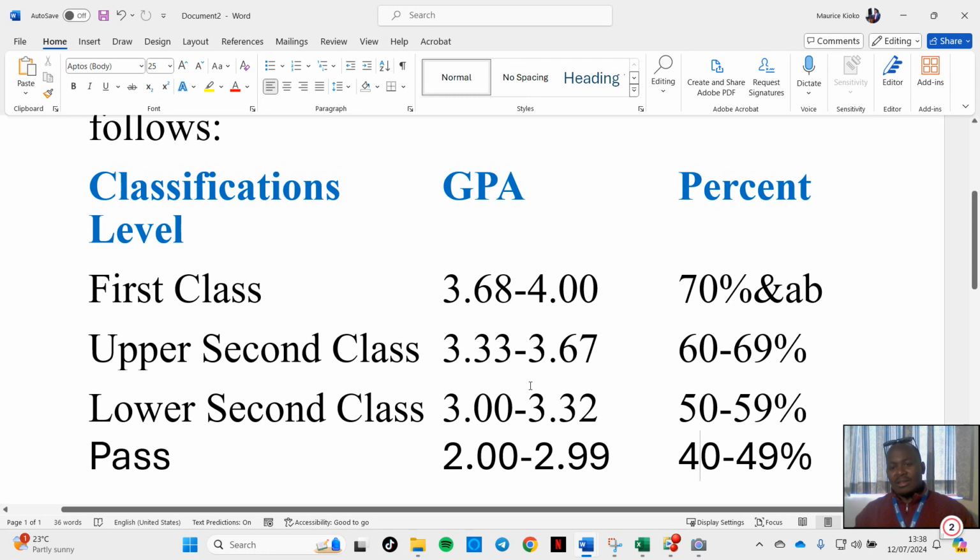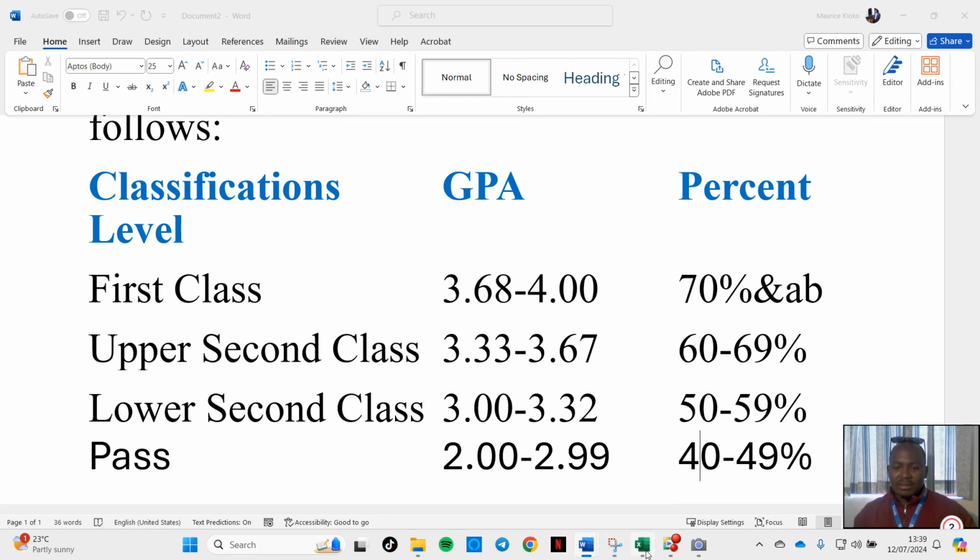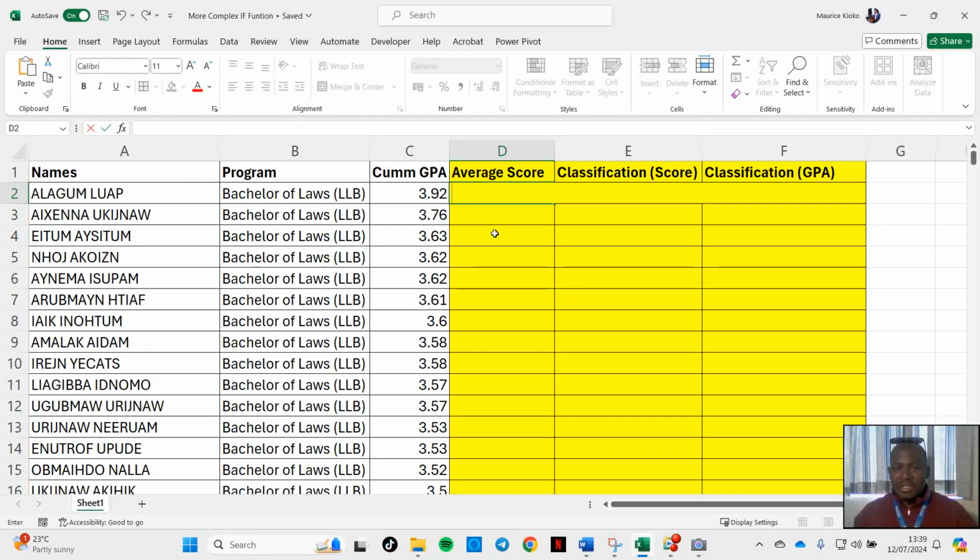Let's get into business. I have sample data which I'm using. The reason why I put the program as law is that most of the students who come from the GPA system, when they go to the Kenya School of Law, are asked, what is the equivalent percentage of your GPA? And that is why it gets very complex. So how do we convert your GPA to a percentage score? Let's get to the business.